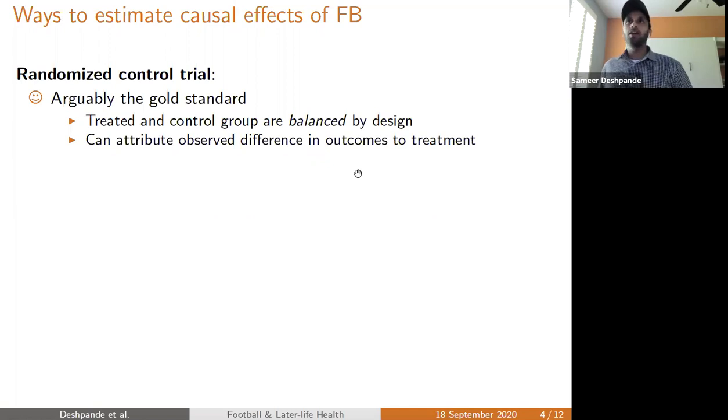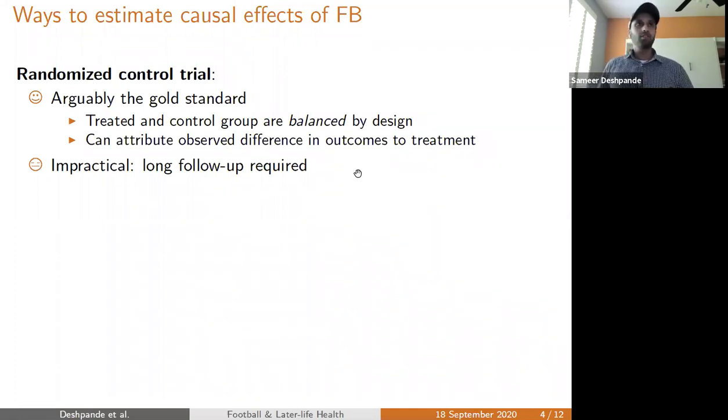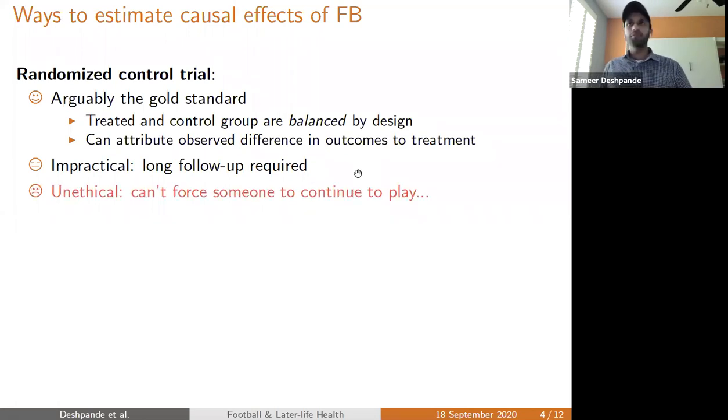I think there are at least two problems. The first is that it's impractical, because a long follow-up is required. If we want to know what's going to happen to kids who are currently playing football when they're 40, 50, 60 years old, we have to wait until they're 40, 50, and 60 years old. So this is a really long time horizon. But that's not the worst thing in the world. I think the more serious issue is that this type of randomized control trial is totally unethical. You will never get this past a review board, because you can't force somebody to continue to play, especially if you think it's dangerous.